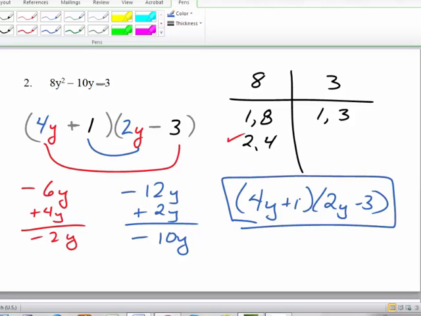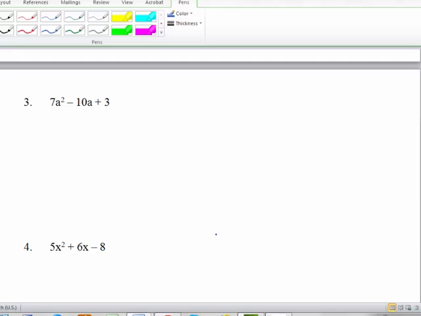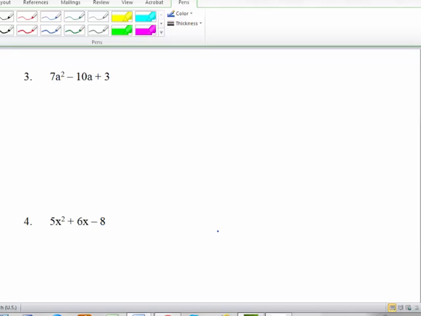And there we have it. So this one we had opposite signs, which led us to opposite signs in our answer. Moving on to number 3. Can you think about what your signs are going to be?